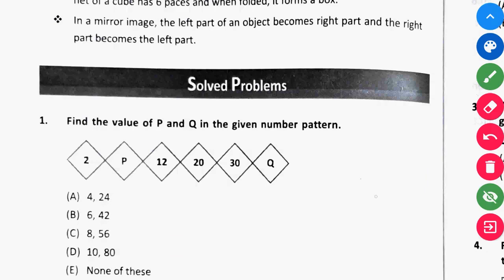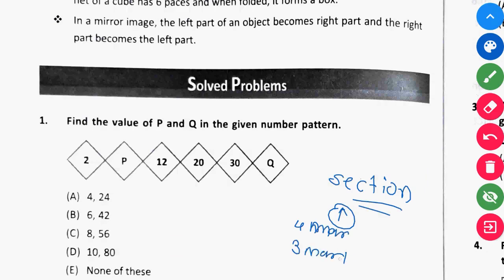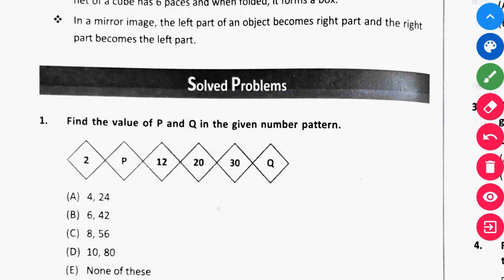And the reasoning and aptitude section of the question paper also has more weightage, because each question is of 4 marks or 3 marks. Okay, so it is a very important topic.